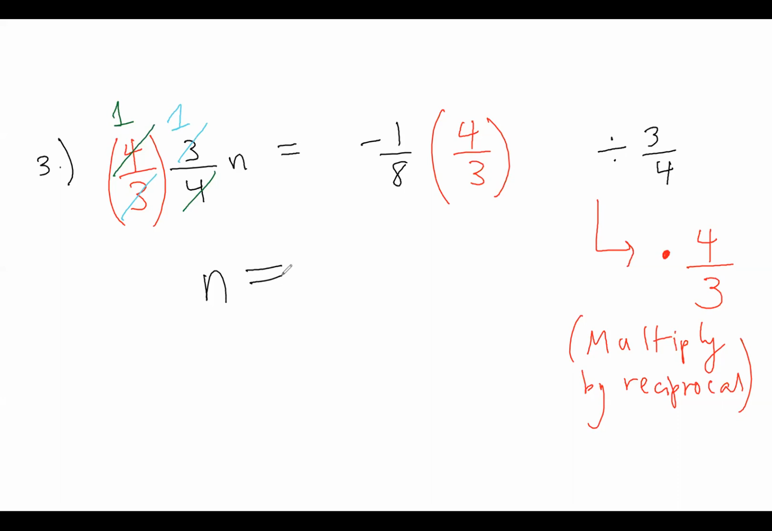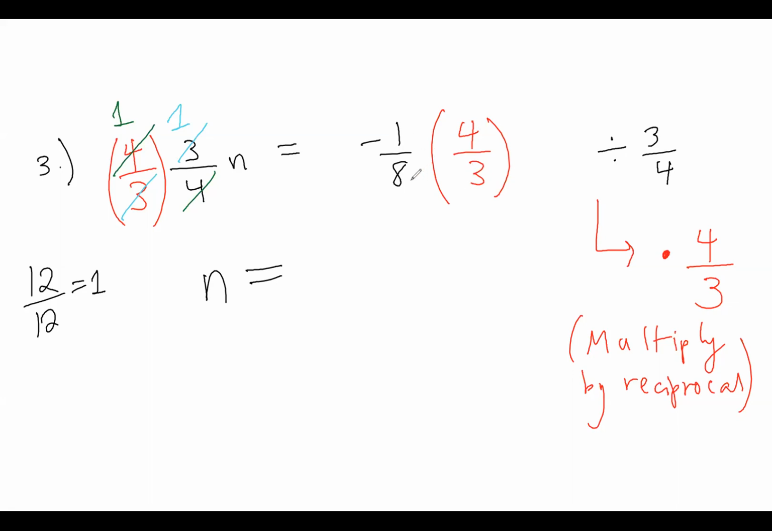So that pretty much achieved our goal of isolating the variable, which is n in this case, because 4/3 times 3/4 is just 1. Now, if you didn't reduce and just multiplied straight across, you would have gotten 12/12, which is still 1. Okay, so either way, it's just 1n, or n, left on the left side. Meanwhile, on the right side, -1/8 times 4/3.